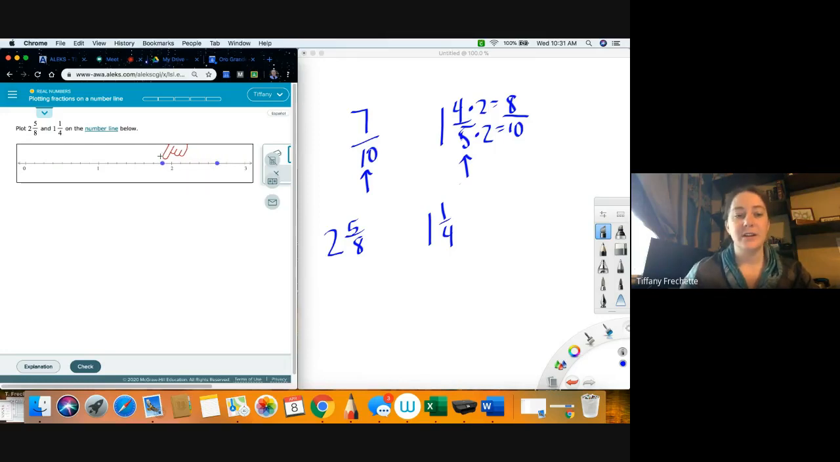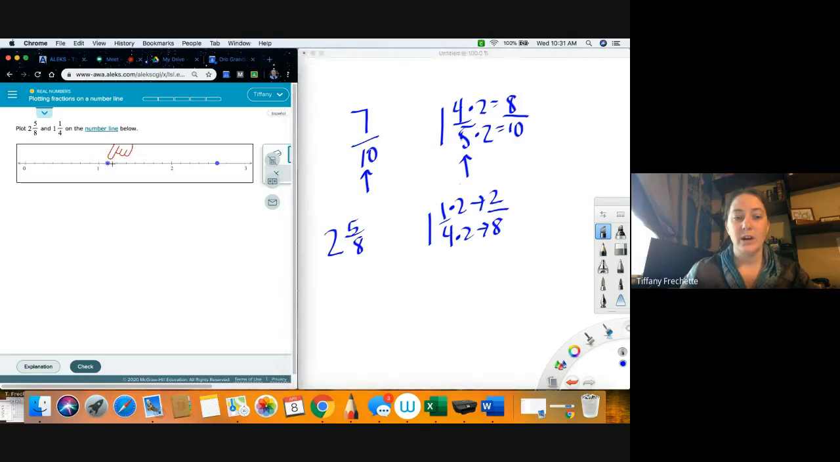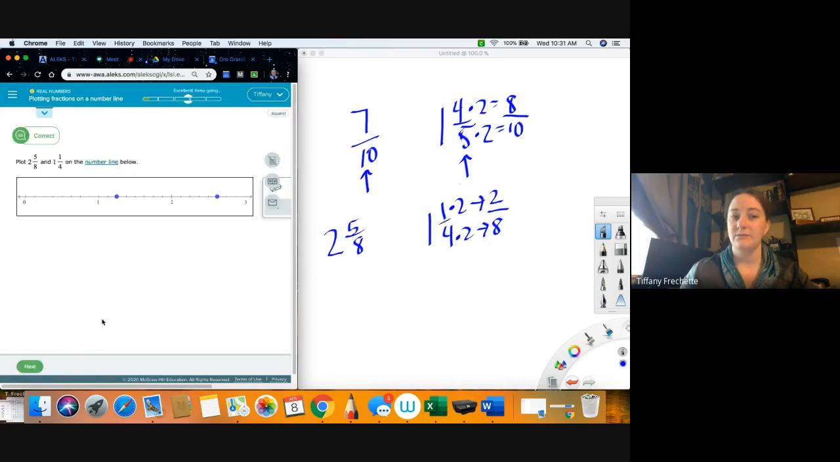So the next one says 1 1/4. I know I'm going to go to 1 because there's a whole number 1, but then I need to change this into 8ths because that's how my number line is marked. So I'm going to multiply by 2 because that will get me to 8 on the bottom. So then I have to do the exact same thing on the top. I'm going to multiply by 2. So I have 2/8. So I have 1 and 2/8. And then I click check and we're good to go.